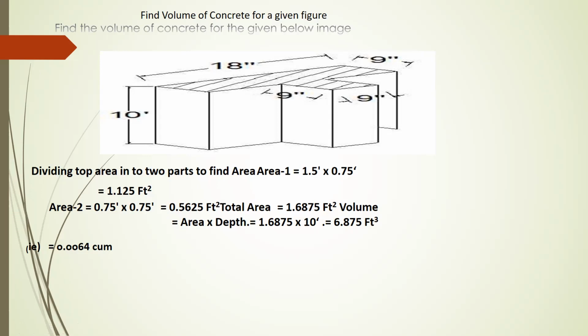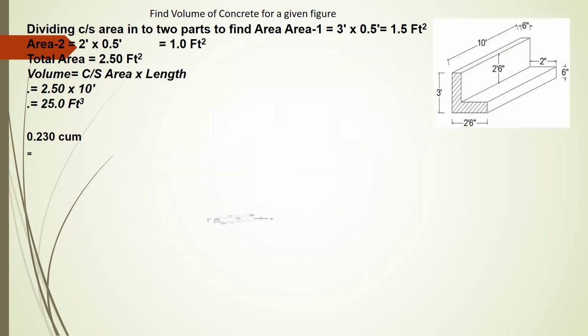Area 2, again 0.75 into 0.75. That is 0.5625 square feet. Total area is equal to 1.6875 square feet. Volume is equal to area into depth. That is 1.6875 into 10. That is 16.875 cubic feet. That is 0.0064 cubic meter.